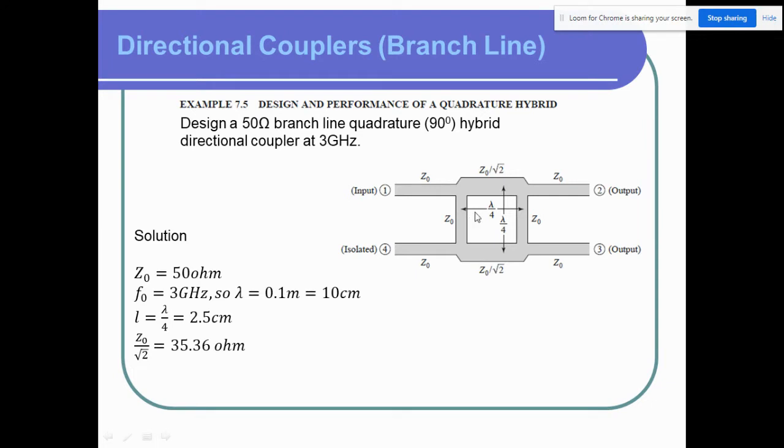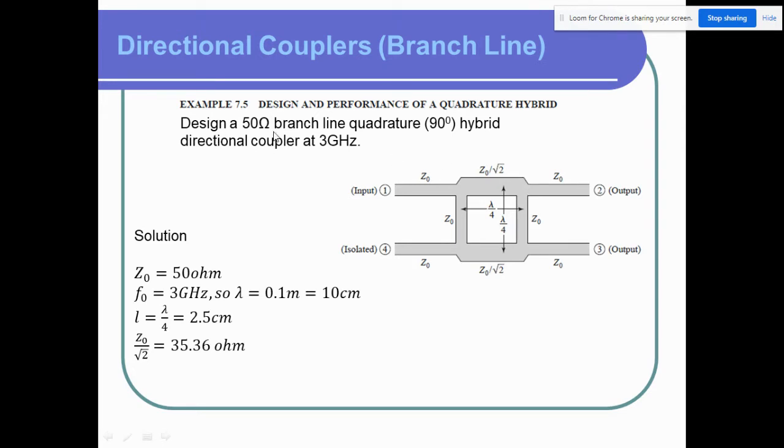Two more things are needed to design this one. We need to find out the length of both lines, and the impedance of this one, or the width of this one if asked, because you know from chapter 3 or 2, I think, how to design the width if the characteristic impedance is known. So let's go to the solution.